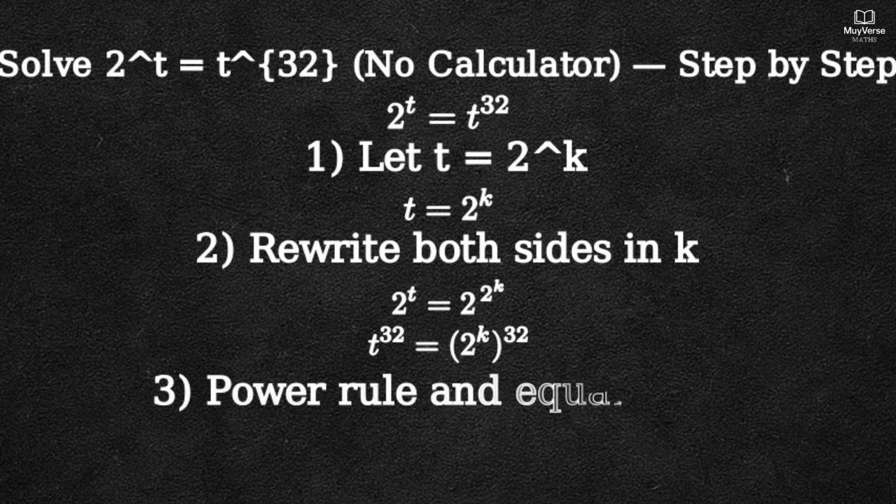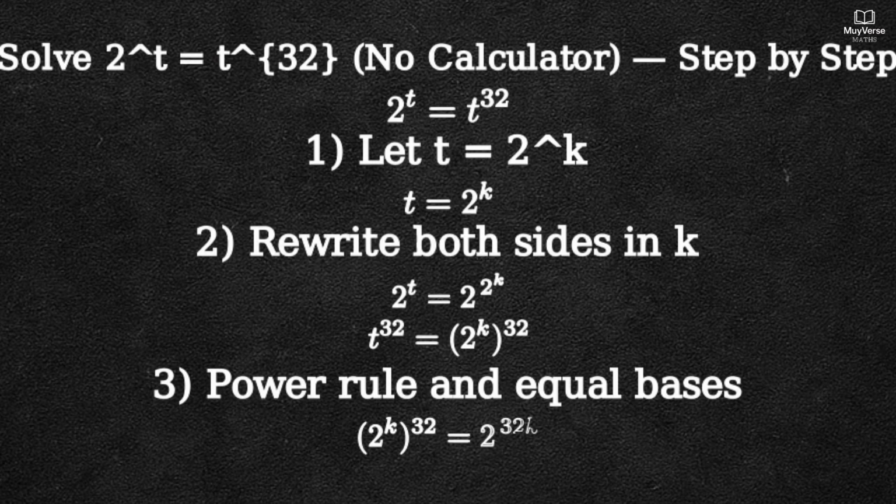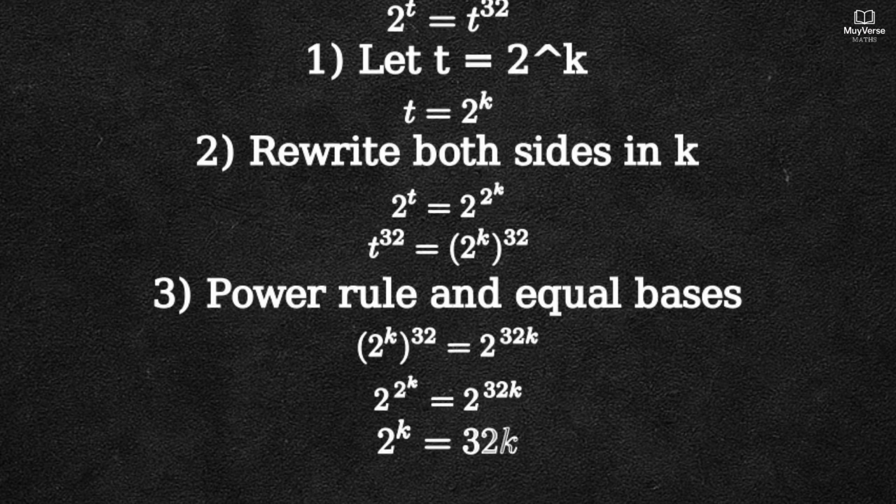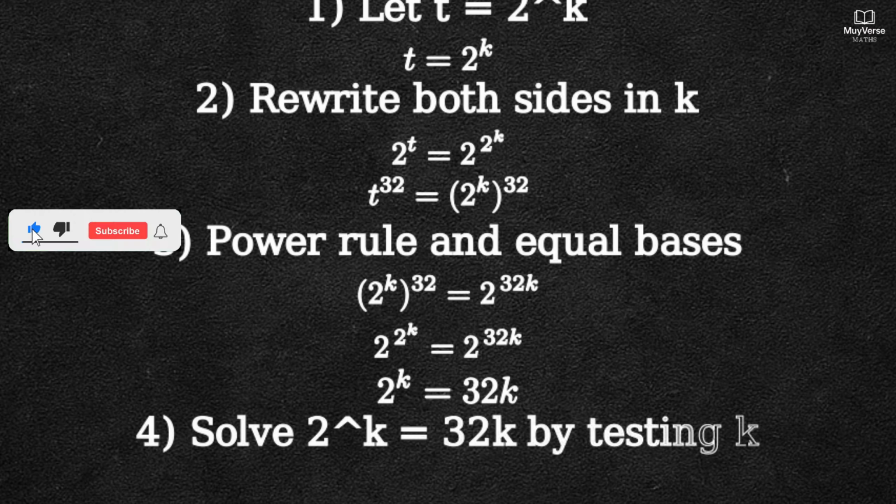Step 3. Use the power of a power rule. 2 to the k, all to the 32 equals 2 to the k times 32. So the equation becomes 2 to the 2 to the k equals 2 to the 32k. Since the bases are the same, their exponents must be equal. Step 4. Solve 2 to the k equals 32k by testing integer values of k without a calculator.